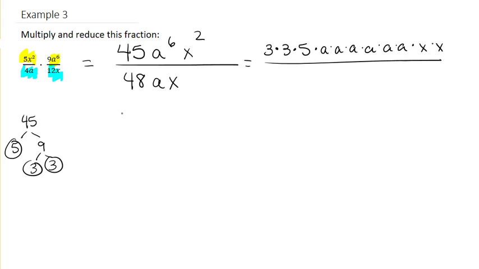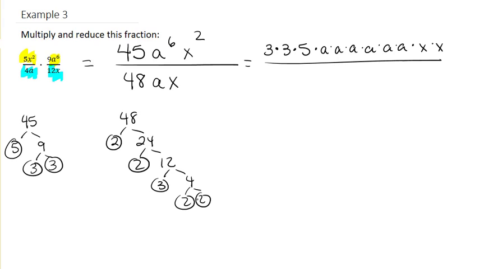Then over 48. 48 can be divided by 2, which then we get 24 here. 2 and 12 then. As 24 can be divided by 2. 12 can go into 3 and 4. Then this 4 can go to 2 and 2. So then we have 2 times 2 times 2 times 2 times 3. And then we have times a times x.